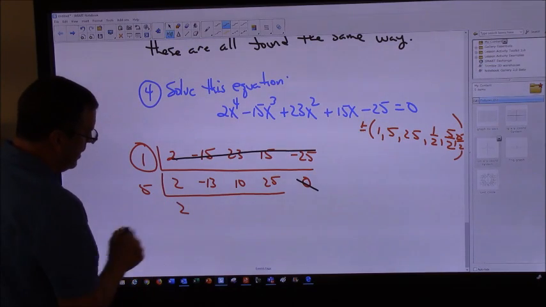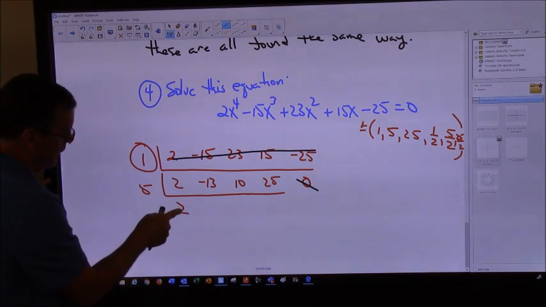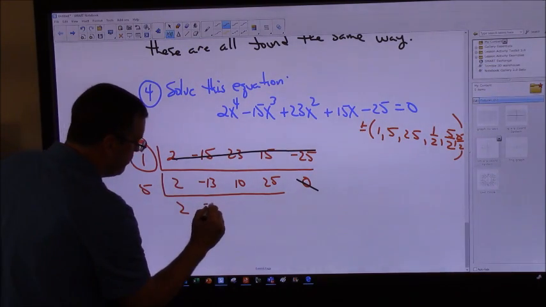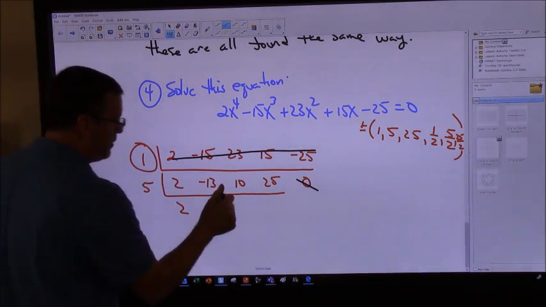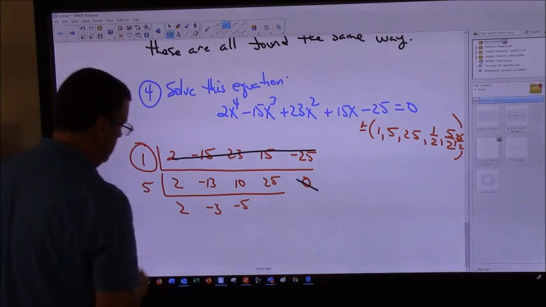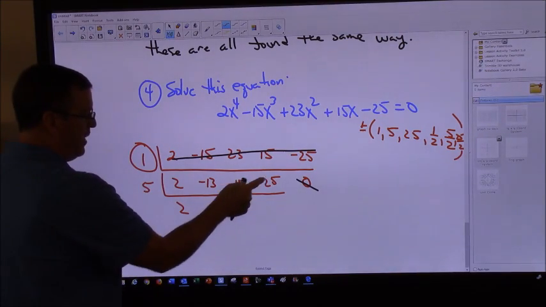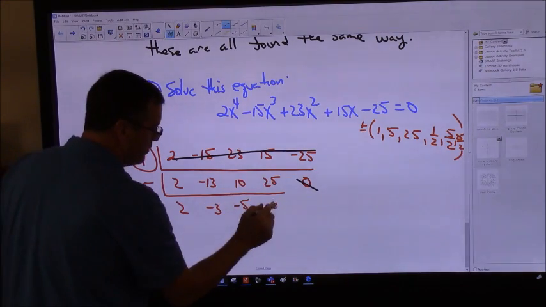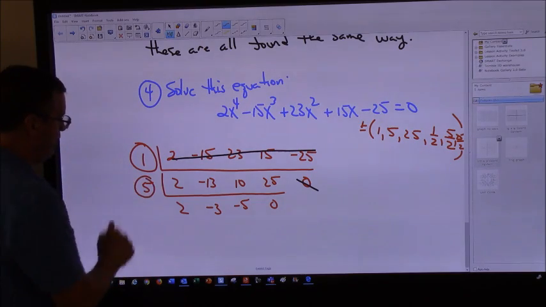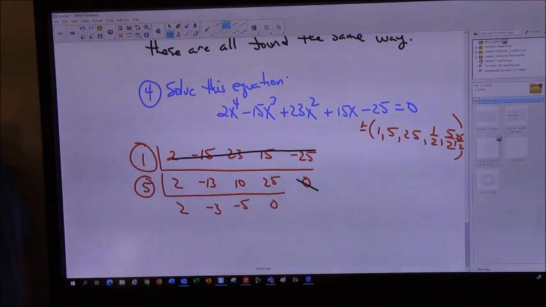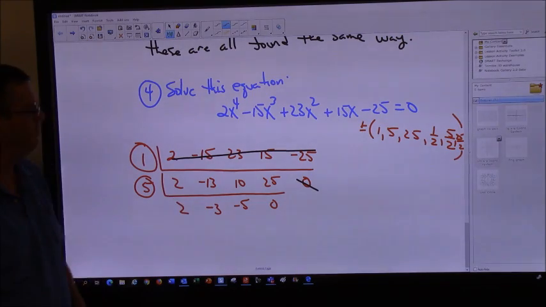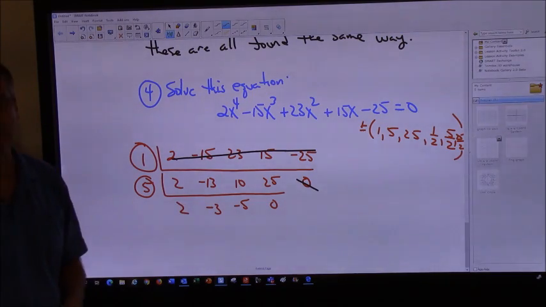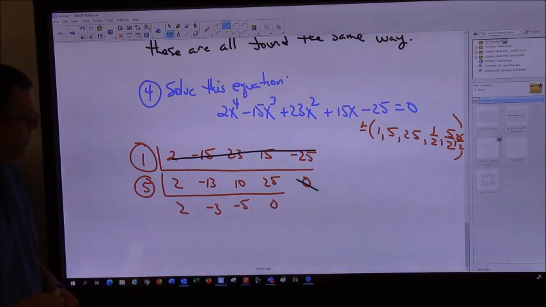Bring the first number down. Multiply, you get 10. Add it to this, you get -3. All right, so multiply here, you get -15. Add it to this, you get -5. And then here you get -25 plus 25, that's 0. I just found my second solution. And I'm just guessing. I'm getting really lucky here. I think that last example I missed a few. But that happens sometimes. You just make a guess and you get lucky.